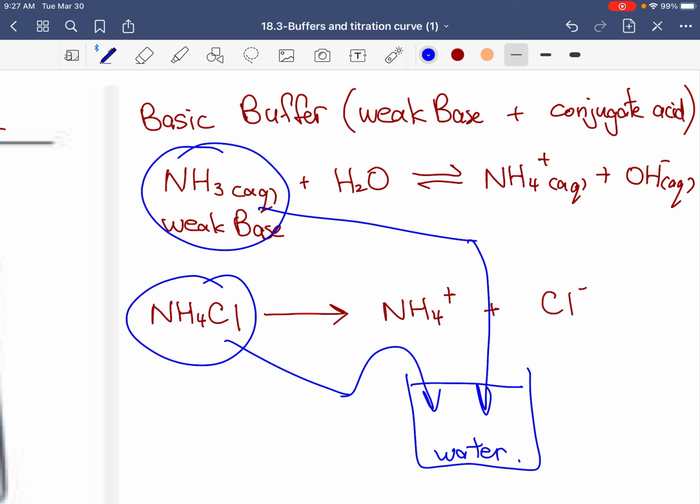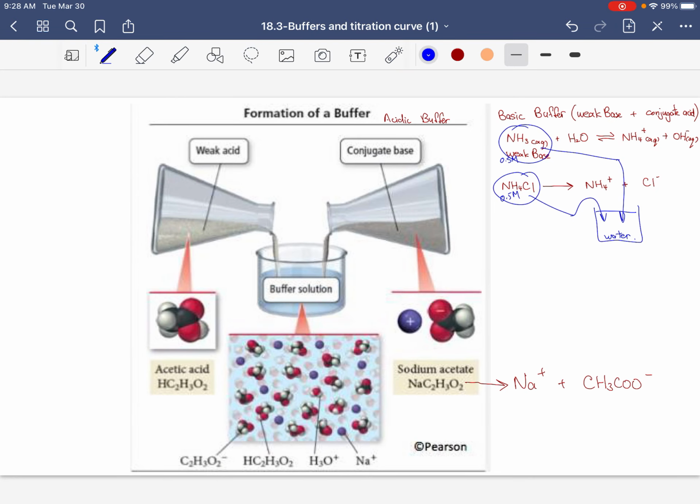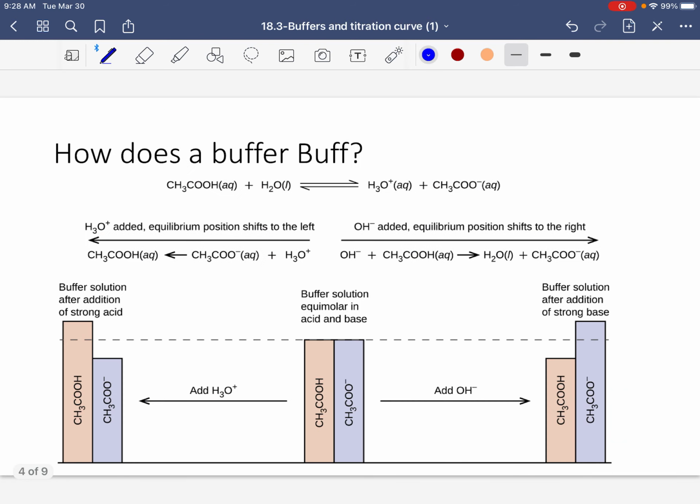But remember one more thing, and that one more thing is that you want to make sure that they are in equal molarity. But it's really easier said than done. So, you've seen how to make an acidic buffer and you've seen how to make a basic buffer. So let's take a look at how a buffer buffs.